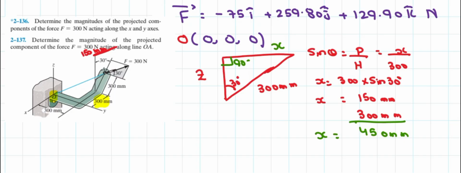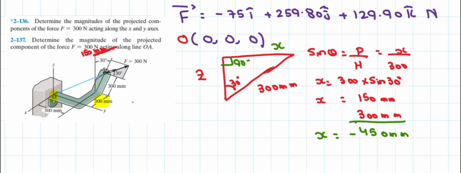And remember that this 450 millimeter is acting into the page. Whenever a vector is acting into the page, that particular vector is known as negative. So this is nothing but negative 450 millimeter. So this is the x value present in point A. Now what about the z value present in point A?